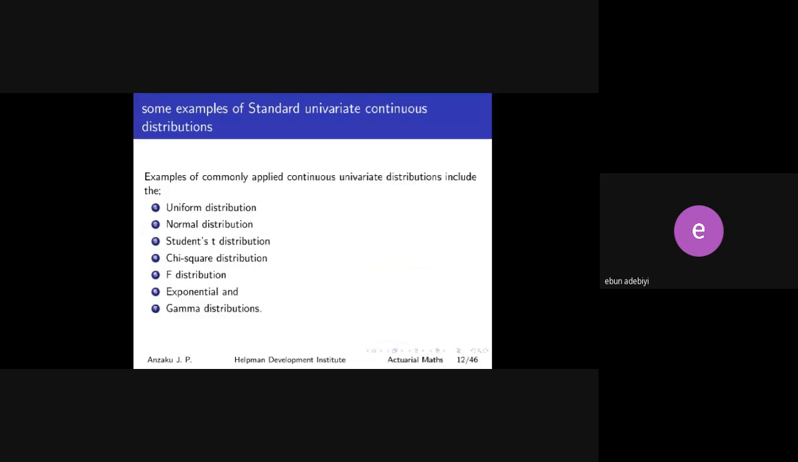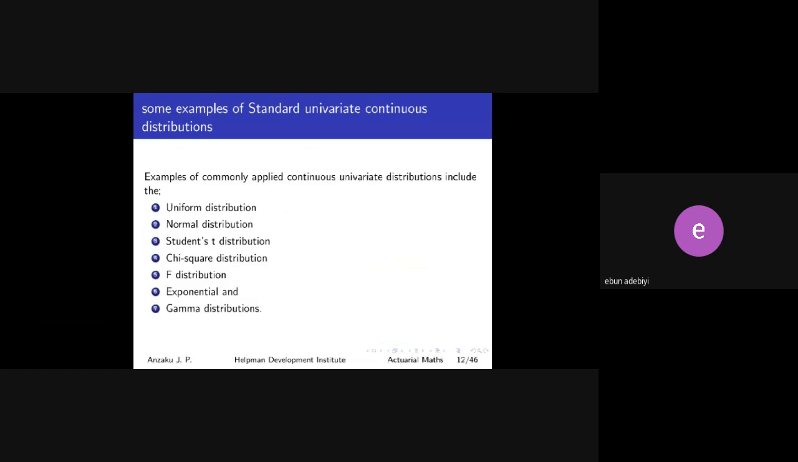Anytime we do any probability plot of any of the distributions, we're trying to say, okay, the random variable has a probability of falling within the range of that interval or that curve. All right, so here are some examples of the standard univariate continuous distributions. Remember, we say it is univariate because it deals with a single random variable.